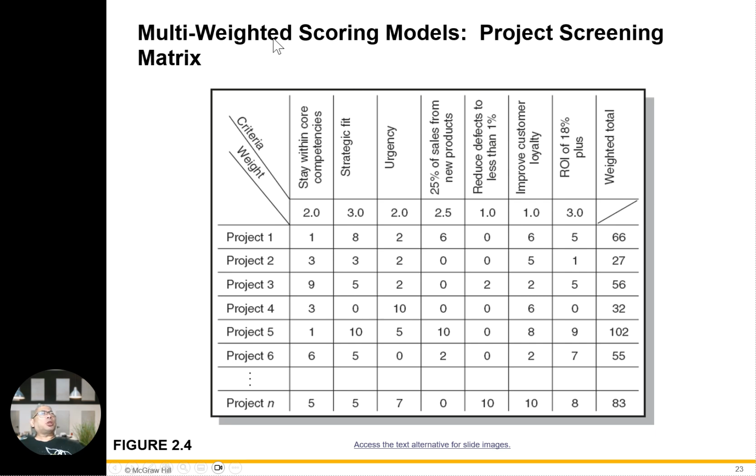So the multi-weighted scoring model has project metrics, project 1 all the way to project N, giving you a matrix. This is the weighted one, and here are the columns: core competency, strategy fit, urgency, ROI, all the way across. We put them in one by one based on the weighted average total. Project 5 has 102, and the lowest one is project 2. This gives you an idea of the weighted average in each criteria.